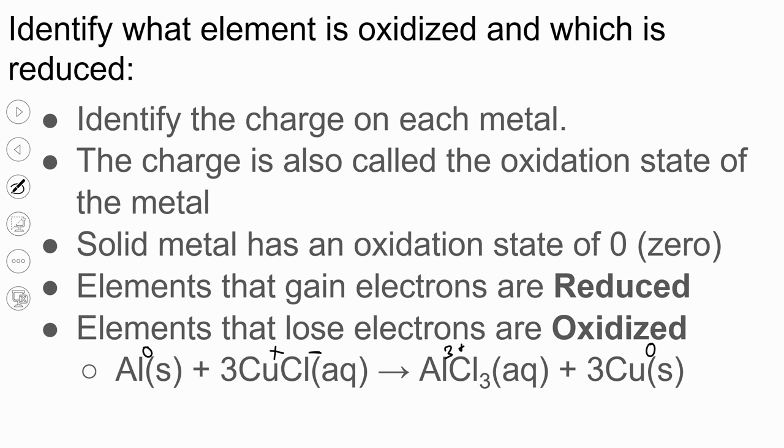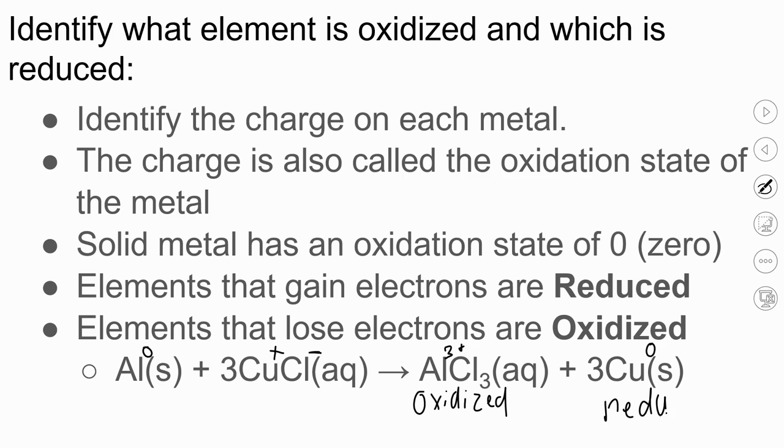So the aluminum here goes from 0 to +3, so it's losing negative charge, it's becoming positive. This one's being oxidized. And copper here goes from a positive charge, and we're getting one more electron, now it's a neutral charge, that's reduced. That's R. Okay, so that's all you have to do, you just have to figure out the charge on each metal, and then see if the metal is oxidized or reduced. Questions on that?